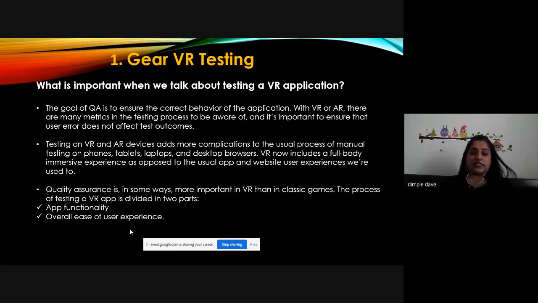Quality assurance is in some ways more important in VR than in classic games. The process of testing a VR app is divided into two parts: functionality and overall ease of user experience. Functionality is routine functionality testing which we do similarly on other platforms like web, phones, tablets, laptops, etc. The main important part is overall ease of user experience. That is similarly important to application testing while we do it at the functional level.